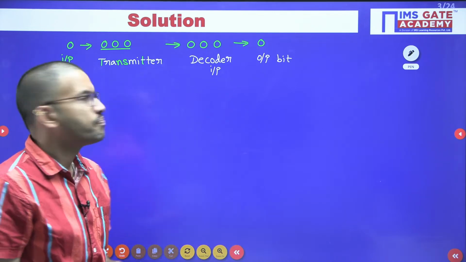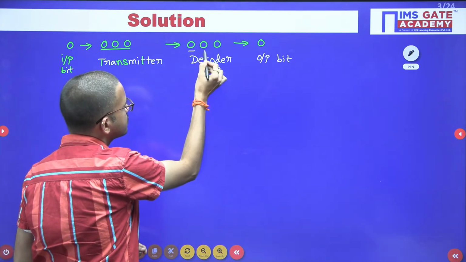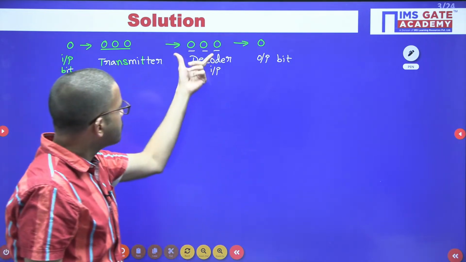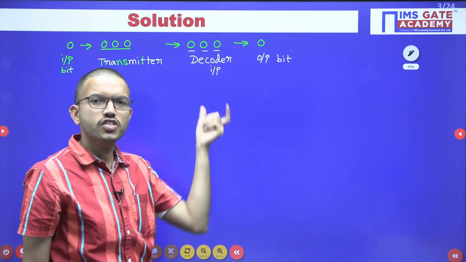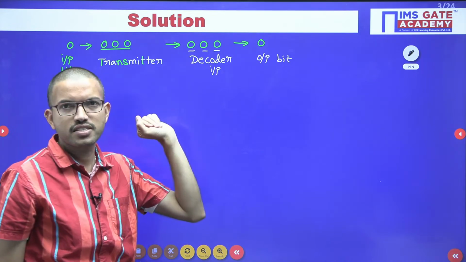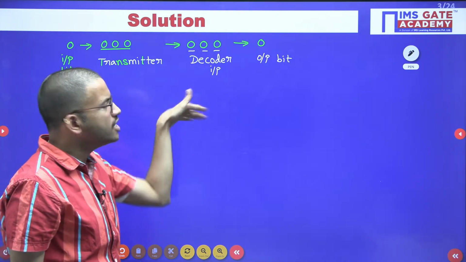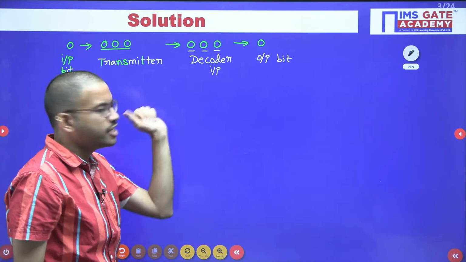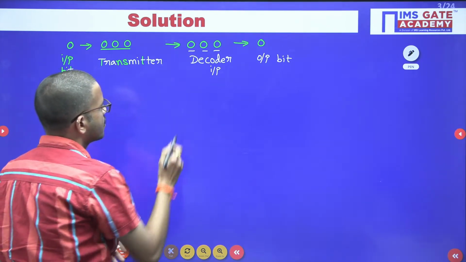Any guess? See how many bits you are having? 3 bits you are having. So if you are having 3 bits, you can represent all the combinations of zeros and ones with the help of 3 bits, right? You can receive any of those combinations at the decoder input. Okay.